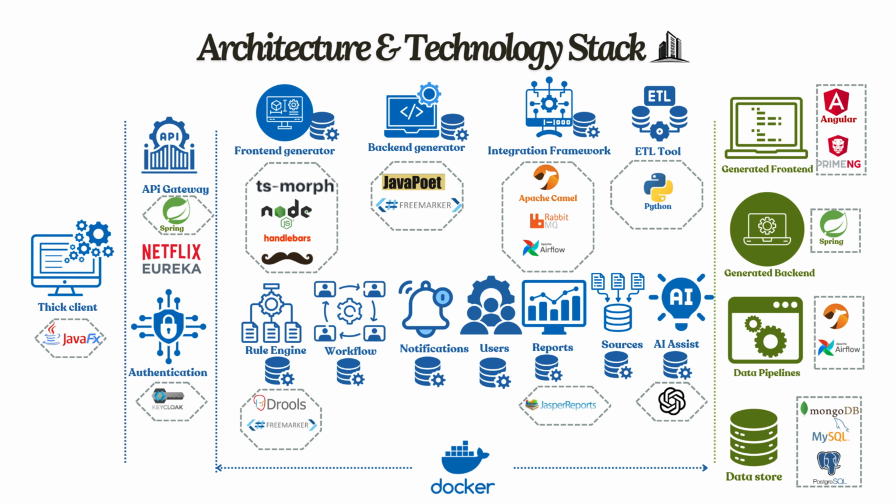The integration layer uses Apache Camel for integration and Apache Airflow for pipeline orchestration. Reporting is built using Jasper reports, while business rules are implemented using Drools. A separate Python-based ETL utility layer supports complex extraction and transformation tasks, leveraging a wide range of established Python libraries.